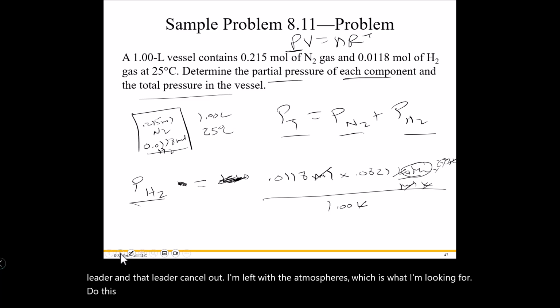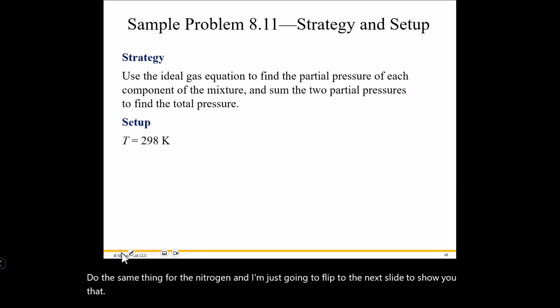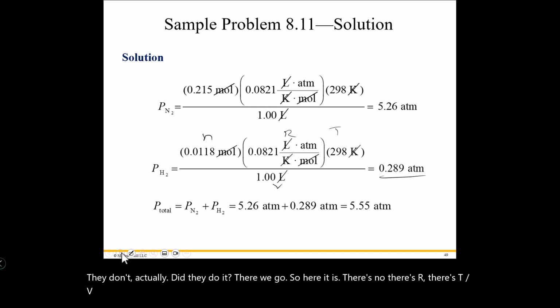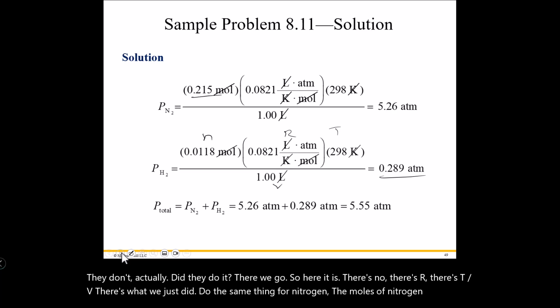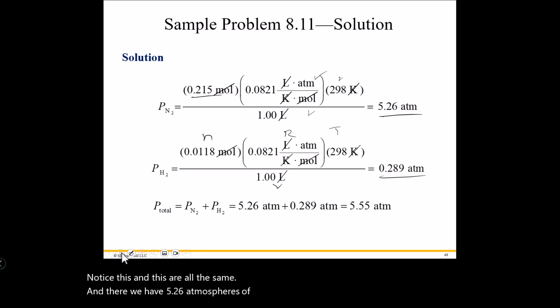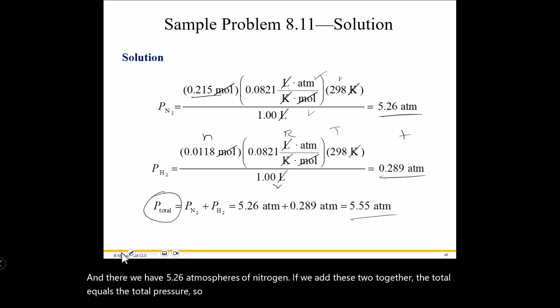Do the same thing for the nitrogen, and I'm just going to flip to the next slide to show you that. Yeah, there we go. So here it is. There's N, there's R, there's T divided by V. There's what we just did. Do the same thing for nitrogen. The moles of nitrogen are 0.215. Notice these are all the same. And there we have 5.26 atmospheres of nitrogen. If we add these two together, the total equals the total pressure. So the pressures individually we're asked to find, and then the total pressure we're asked to find.